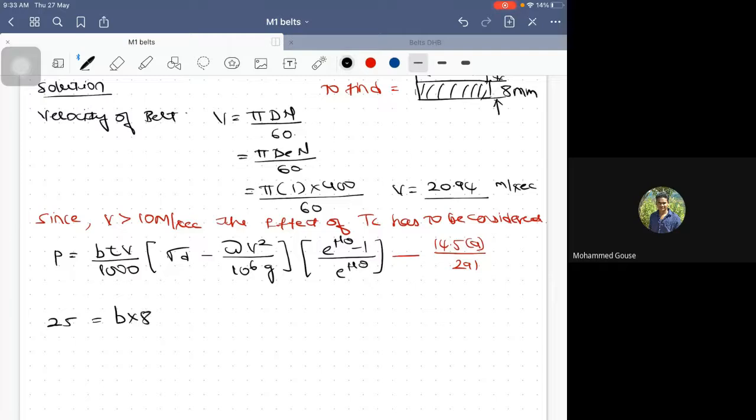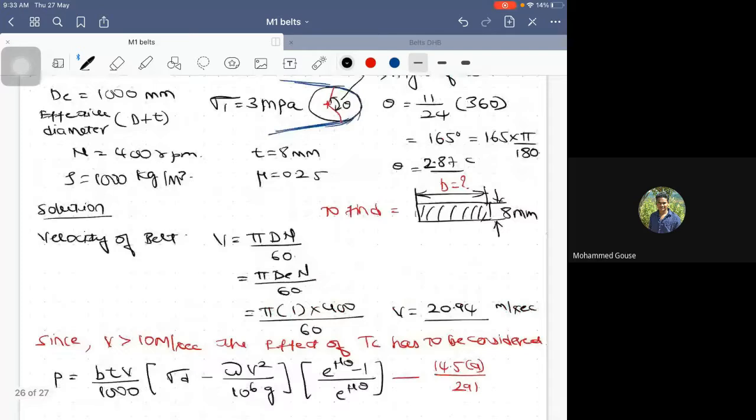T is 8 mm. Velocity is 20.94 divided by 1000. And sigma d is given, 3, minus W. What is W, by the way? It is rho into g. So it is 1000 into 9.81, which is 9810 Newton per meter cube. Okay.